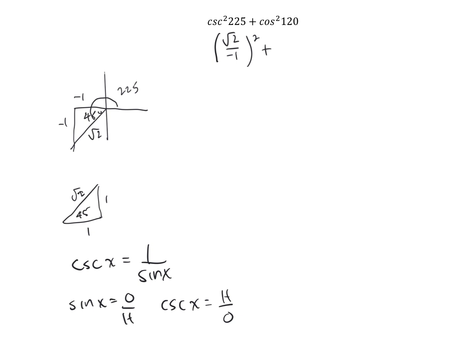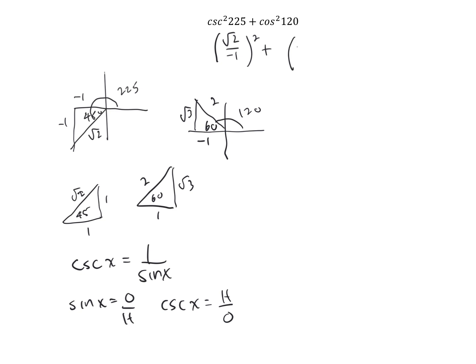And then cosine 120, so 120 would be in quadrant 2. Connect to the x-axis to find the related angle. The related angle will be 60. 180 minus 120 is 60. If I look at my special triangles for 60, the sides are 1, root 3, 2. So this side is 1, this side is root 3, this side is 2, and in quadrant 2, the x value is negative. So I want cosine. So cosine is the adjacent, negative 1, over the hypotenuse 2, and that is squared. And then we just evaluate from there.